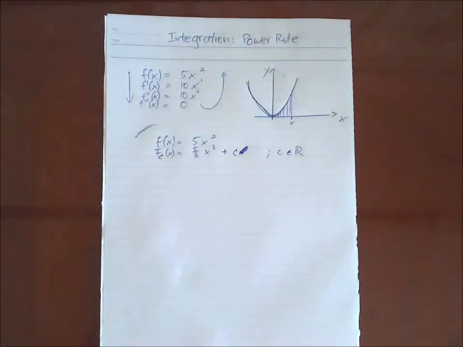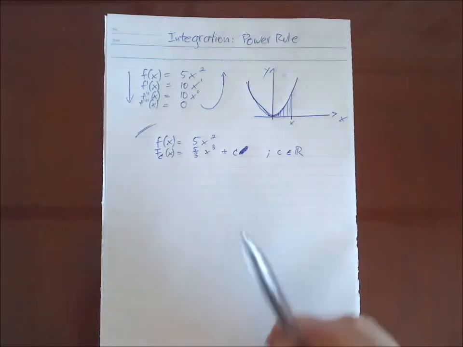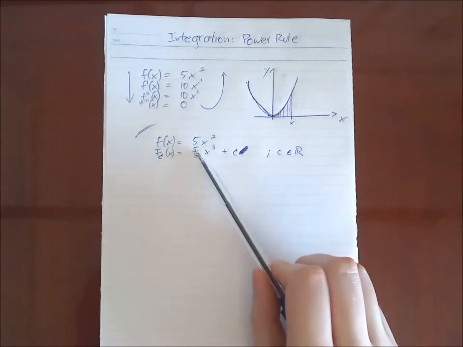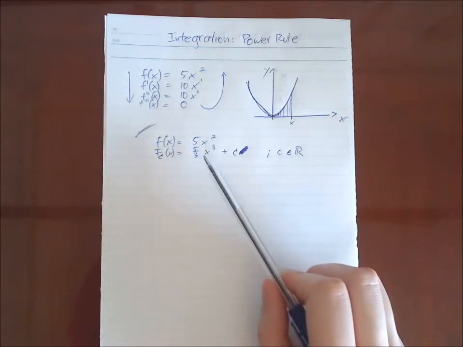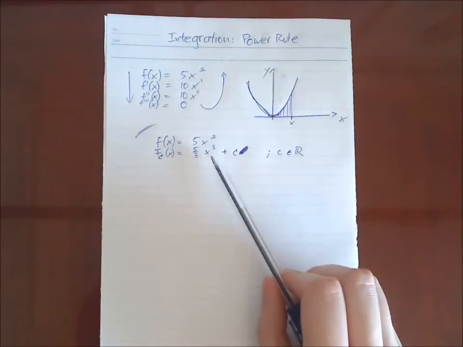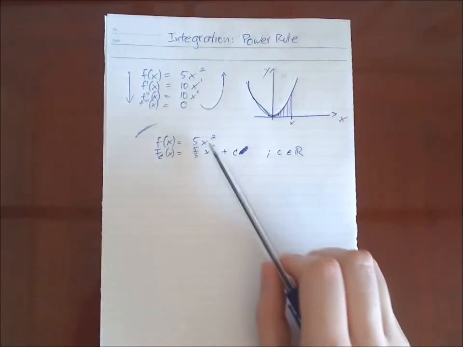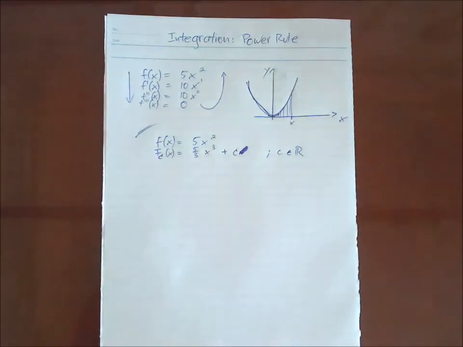So integration with the power rule is exactly upside down from differentiation with the power rule. You have to increase the power and you have to divide by the new power, like the coefficient divided by the new power. And always, if you're unsure, do the test, differentiate the integrated function, and then you should end up with the original function. That's how it works.